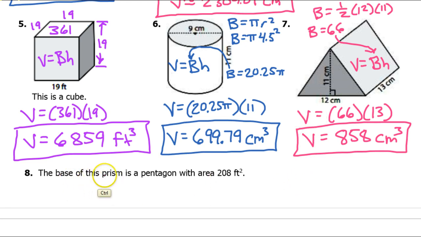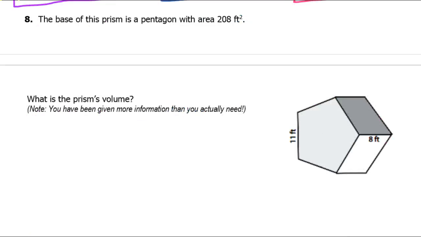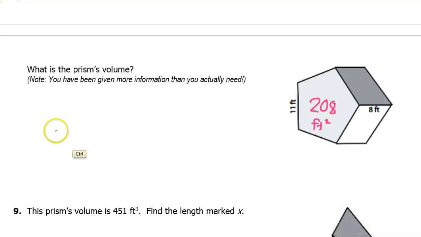Okay, the base of this prism is a pentagon with area 208 square feet. No, I was confused for a second. This should be on the next page. All right, so we're talking about this picture right here. So we have a pentagon with an area of 208 square feet. So here's a pentagon. We know that the area is 208, all right, square feet. So we have the base. What is the prism's volume?